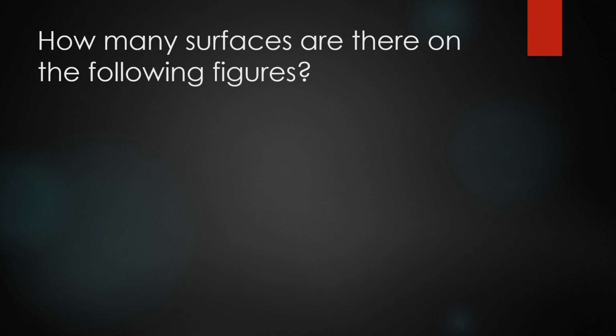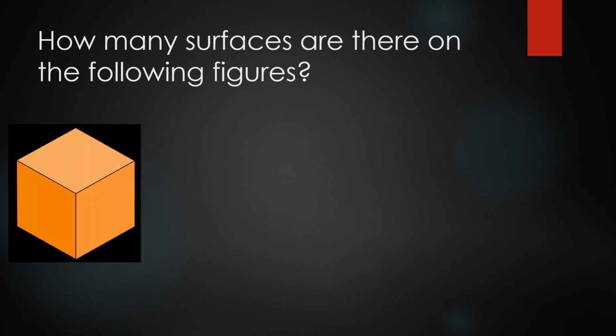So the first thing you want to do is look at your figure and see how many figures or how many sides there are. If I'm looking at this cube, I can see 3 sides immediately. However, remember this is a 3D shape, so we need to think about the other sides that we can't see. Think about a dice. How many sides does a dice have? A dice is a cube, right?